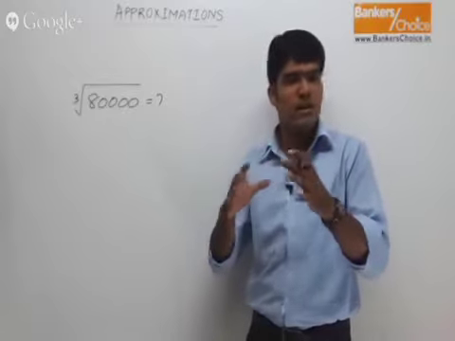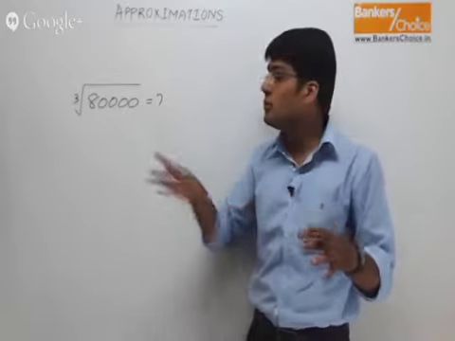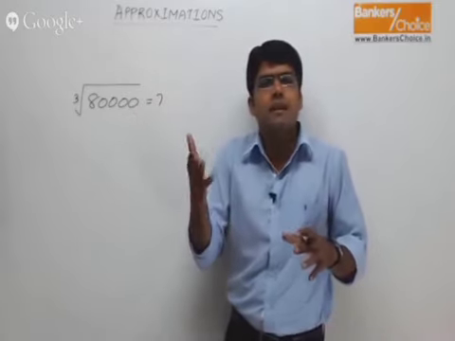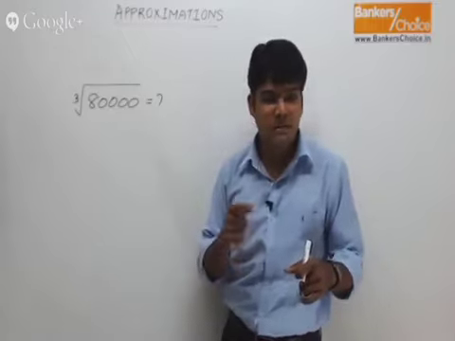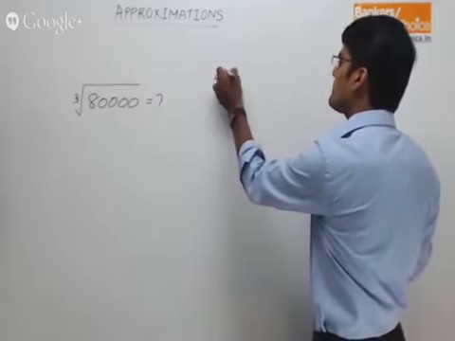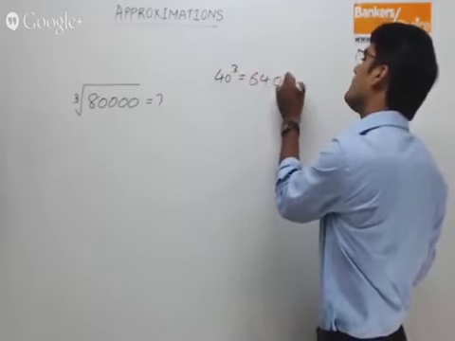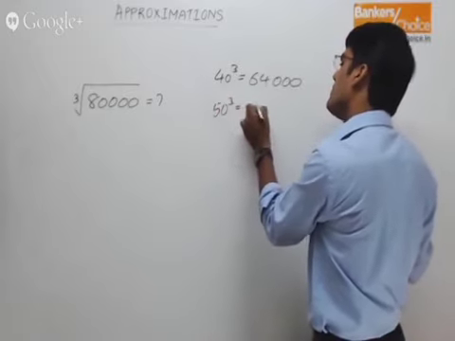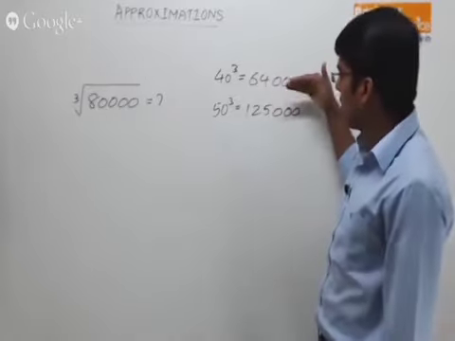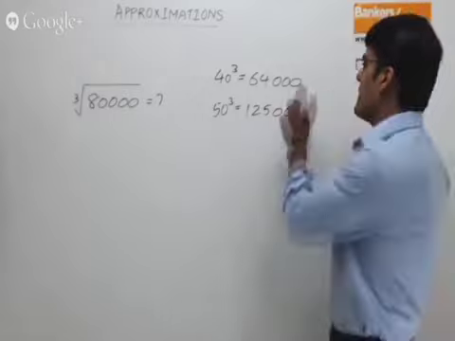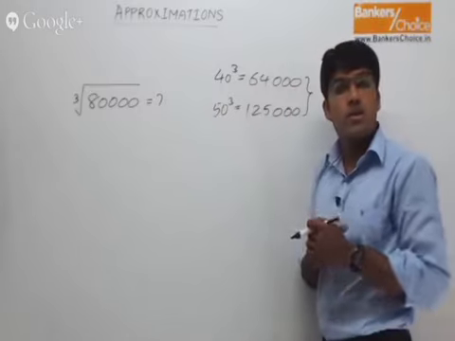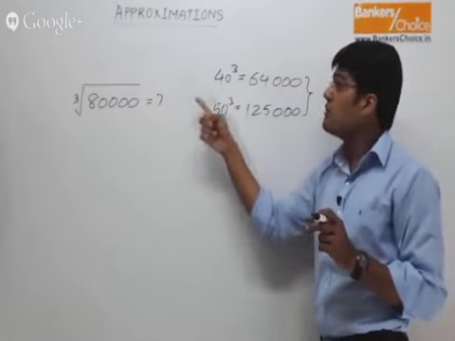This is what we always remember. Now you need to understand which two values 80,000 falls between. Can you say 80,000 is between 64,000 and 1,25,000? 64,000 is 40 cube and 1,25,000 is 50 cube. So 80,000 falls between 64,000 and 1,25,000, and it's obvious that its cube root should be between 40 and 50.